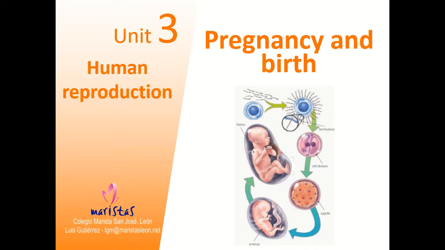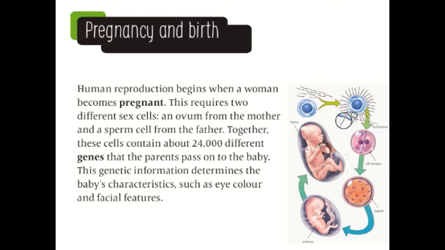Pregnancy and birth. Human reproduction begins when a woman becomes pregnant. This requires two different sex cells, an ovum from the mother and a sperm cell from the father. Together, these cells contain about 24,000 different genes that the parents pass on to the baby. This genetic information determines the baby's characteristics, such as eye color and facial features.